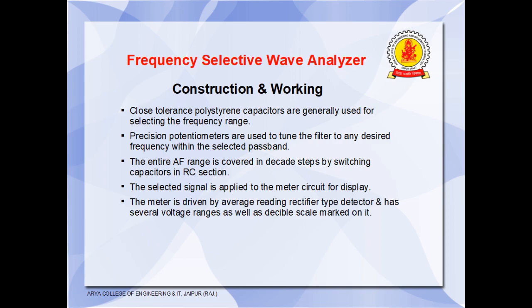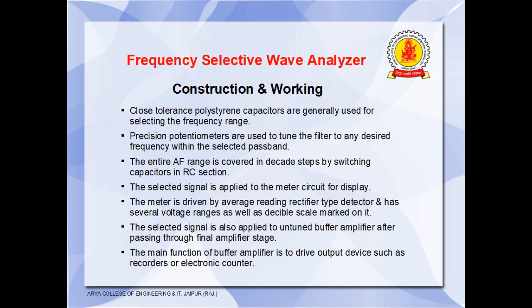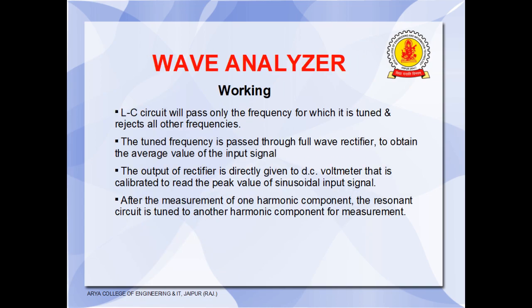The meter is driven by an average reading rectifier type detector and has several voltage ranges as well as a decibel scale marked on it. This selected signal is also applied to the untuned buffer amplifier after passing through the final amplifier stage. The main function of the buffer amplifier is to drive output devices such as recorders or electronic counters. The bandwidth of the instrument is very small, typically 1% of the selected frequency.